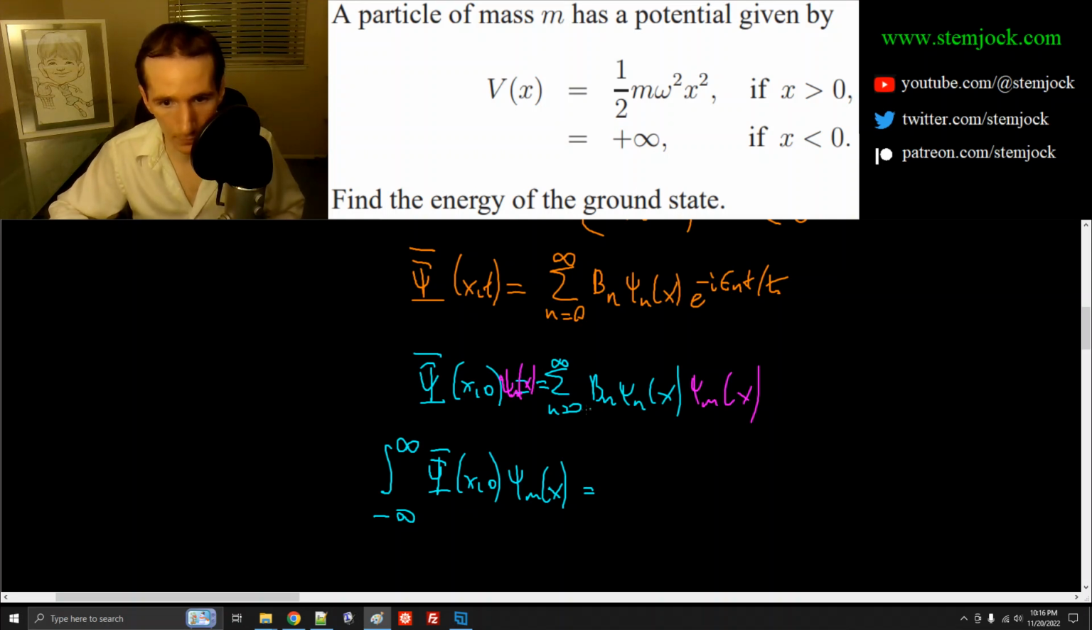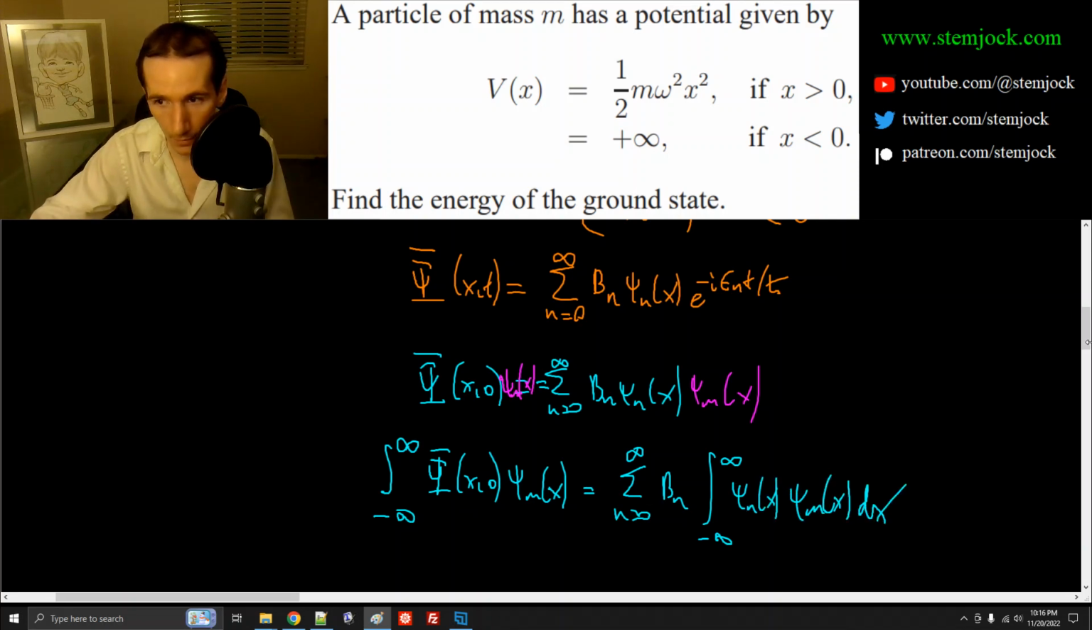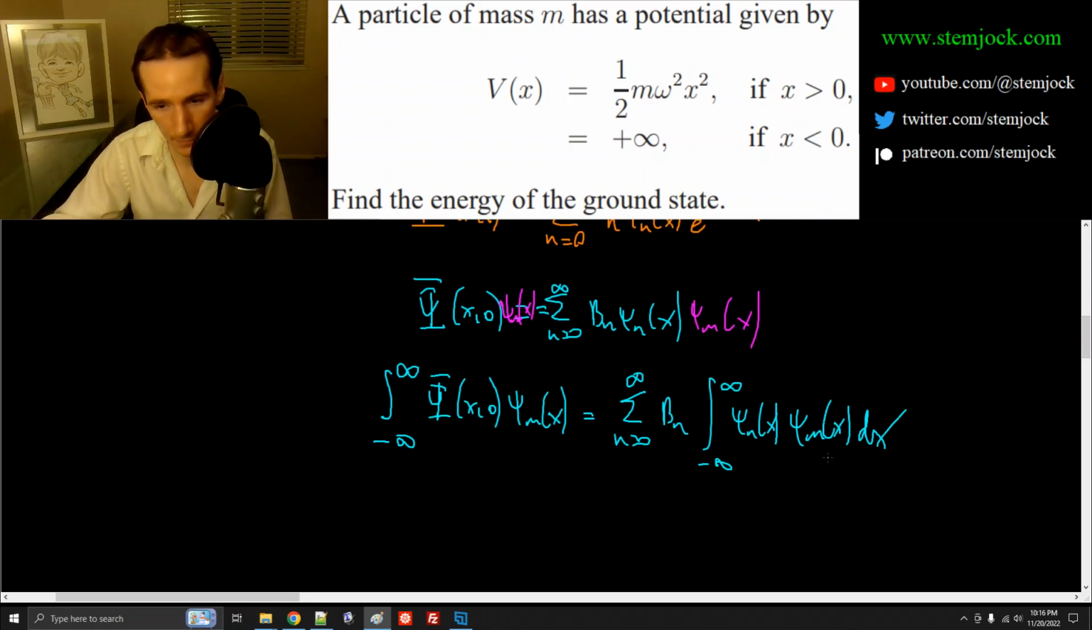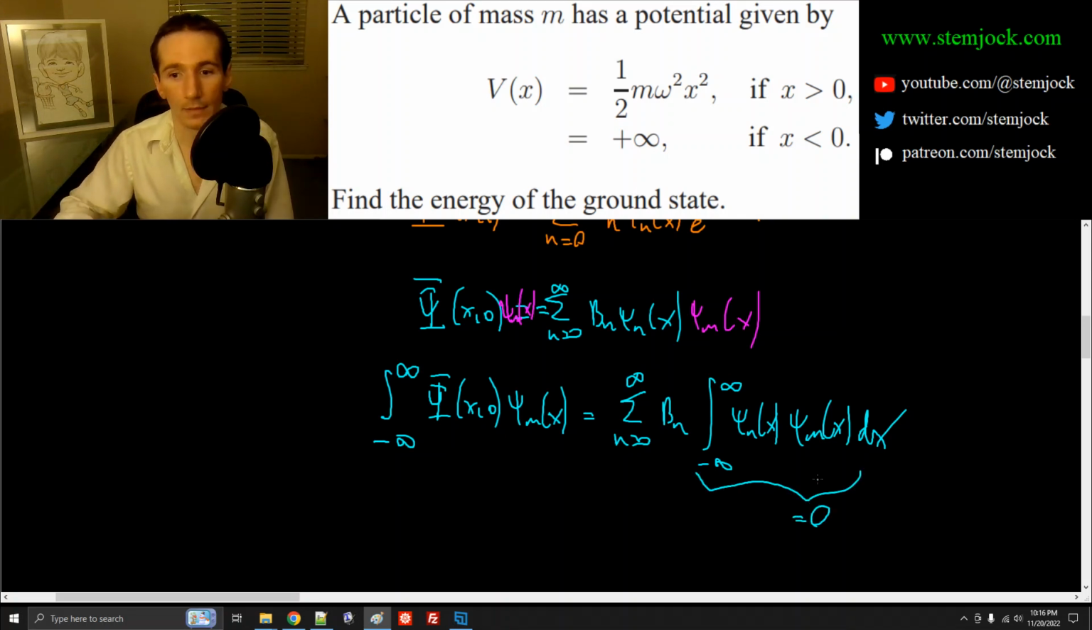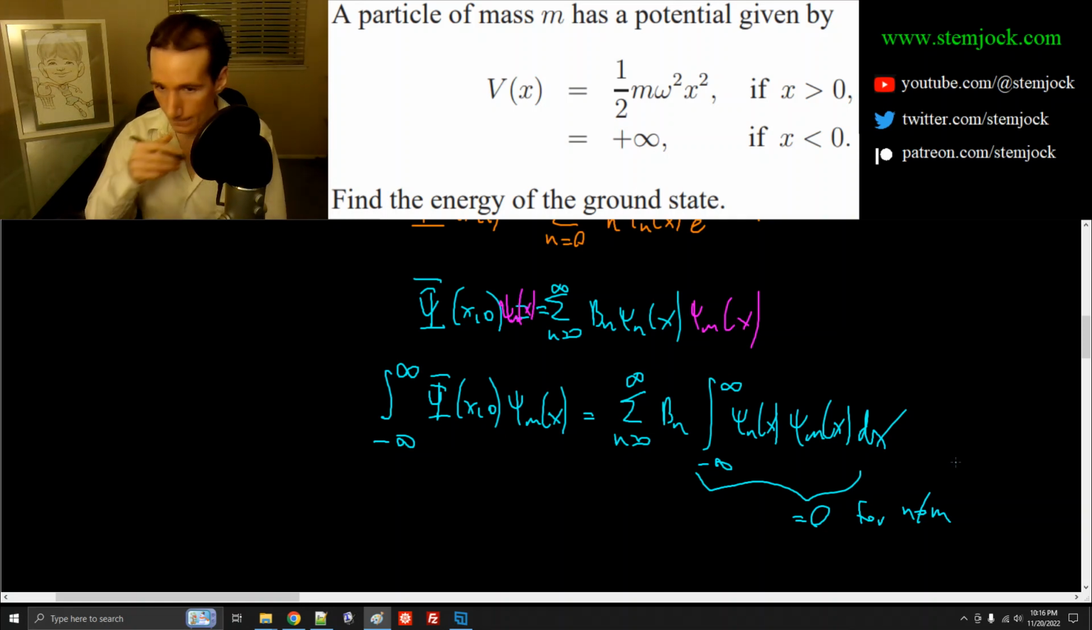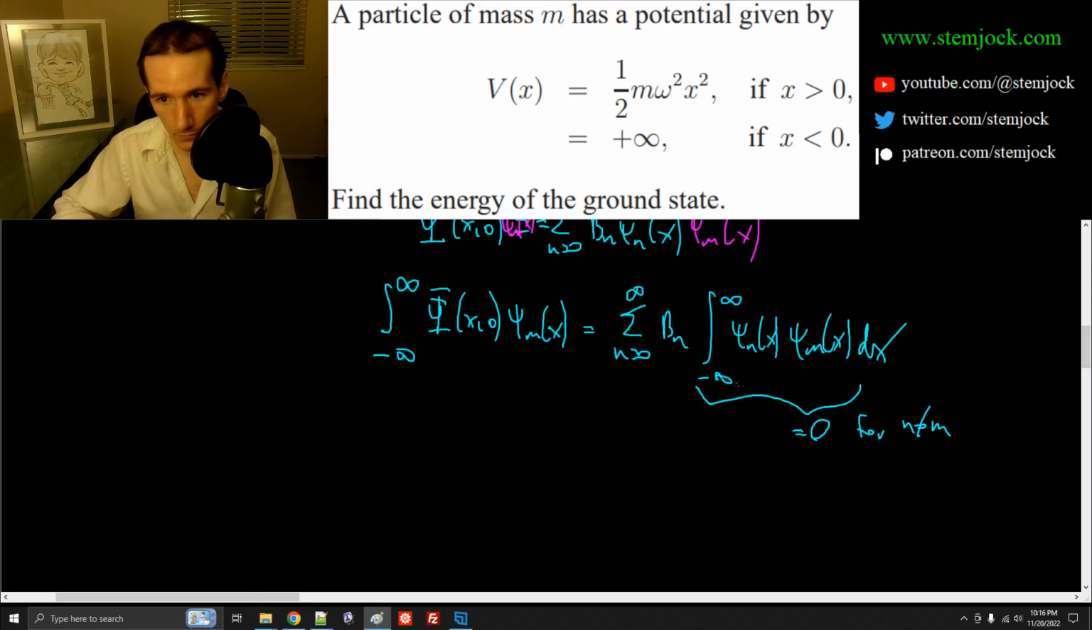So I'm going to bring the constants in front. So this is going to be the sum from n equals 0 to infinity of Bn, and then the integral of psi_n(x) psi_m(x) dx. And the reason I'm doing this is because the eigenstates of the harmonic oscillator are orthonormal. So this integral is going to be 0 for n not equal to m. So every single term in this infinite series is 0 except for one, the one in which n is equal to m. So it's equal to 0 for n not equal to m, and it's equal to 1 for n equals m.